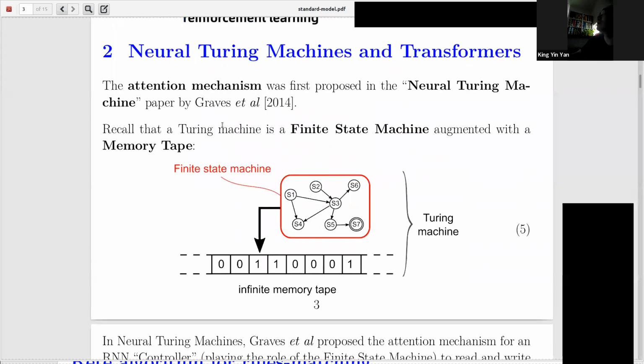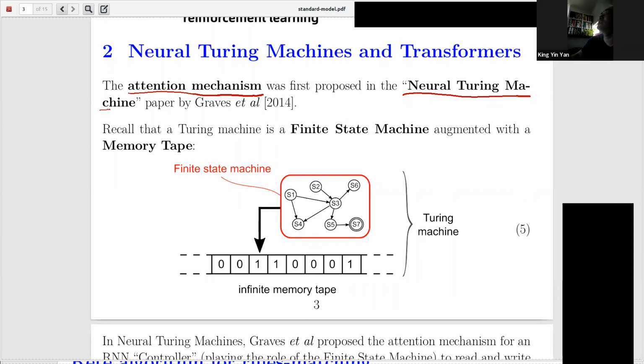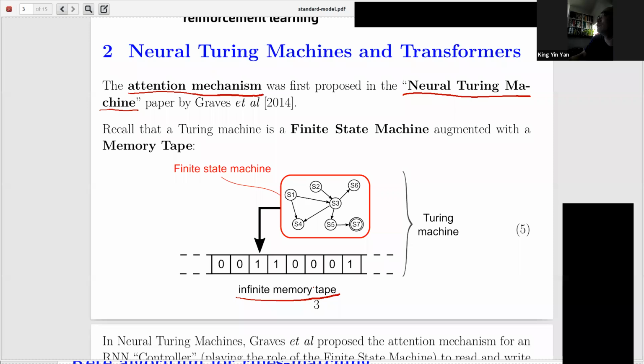Now, this idea. So now what we want to explain is the attention mechanism, and it originally came from this paper on the neural Turing machine. So we need to go back and explain what a Turing machine is. You have the memory tape, right? You remember this memory tape, and then you have a finite state machine, which is part of the Turing machine.